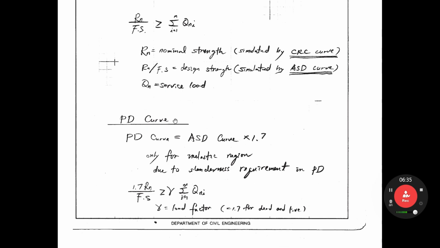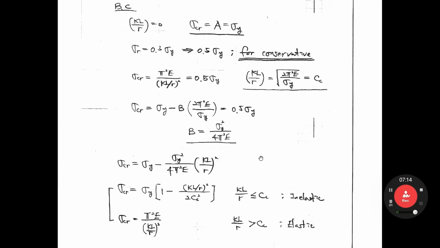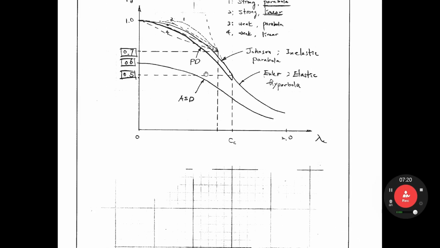And then what is the PD curve? PD means plastic design curve. That is the ASD curve times 1.7. That is the plastic design curve. The plastic design curve is applied only for the inelastic region. The name itself includes the inelastic concept, right? Plastic means inelastic. So only in the inelastic region does the PD curve exist. So that means, as I mentioned, the ASD curve times 1.7 is the PD curve.